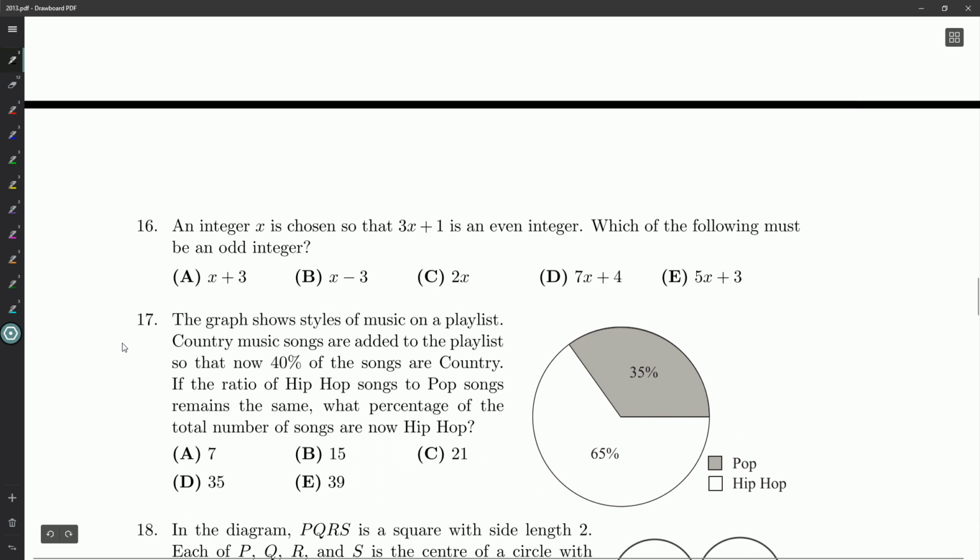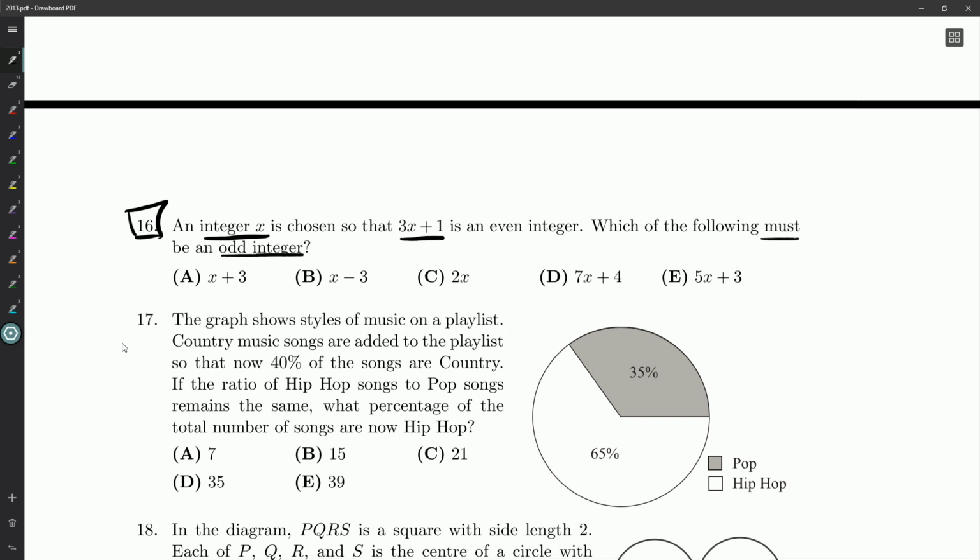Root Beer here, looking at question number 16. This is question 16 on our 2013 Pascal. An integer x is chosen so that 3x plus 1 is an even integer. Okay, so we'll be able to tell pretty quickly x will be odd, but we'll get into that in a moment. Which of the following must be an odd integer? Not might be, must be.